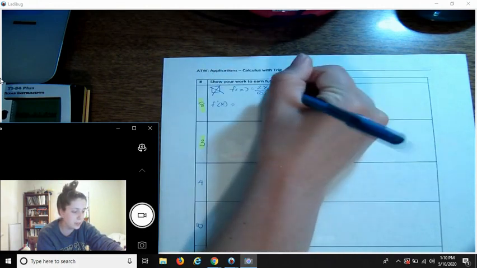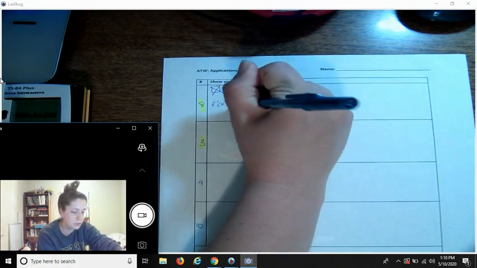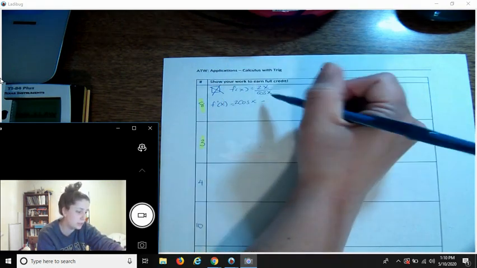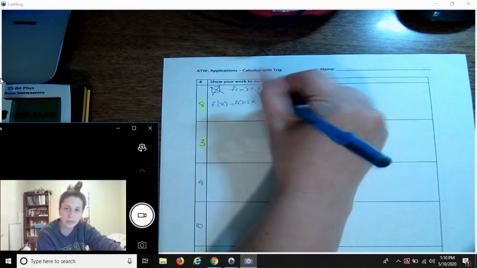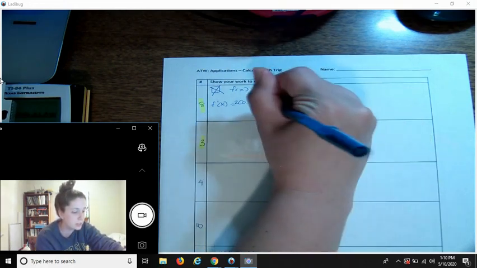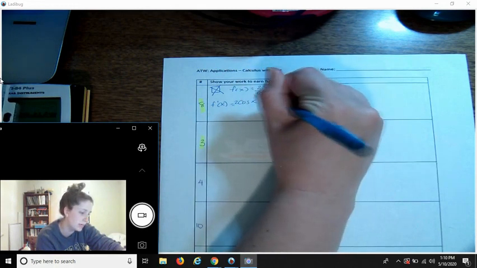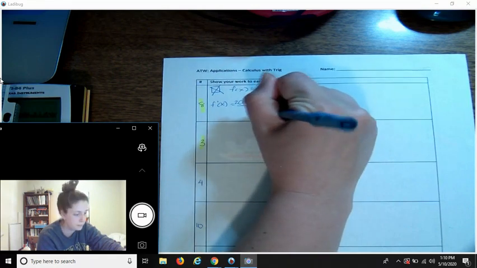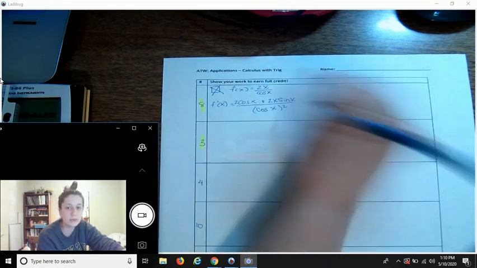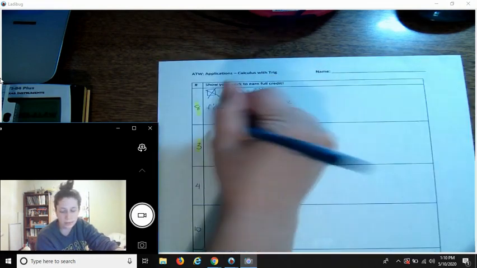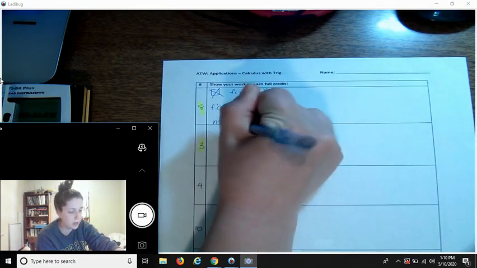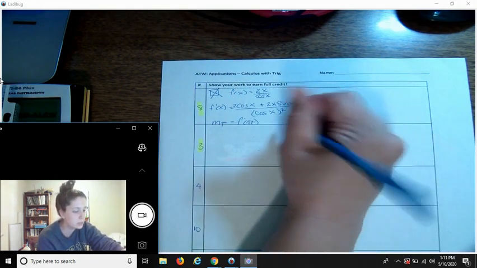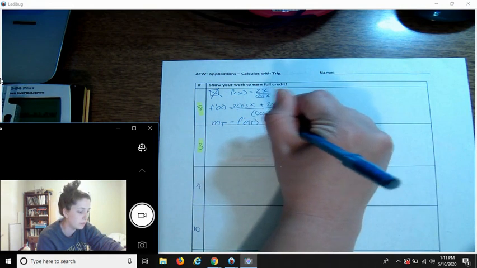So low d-high minus high d-low: 2 cosine x minus 2x times the derivative of cosine, which is negative sine. So this ends up being plus 2x sine x all over cosine x squared. Okay, so this is our derivative. Now our m sub t is going to be f prime of pi, because that's where they ask us to find the tangent line. So I need to just sub pi in for everything, wherever there's an x.